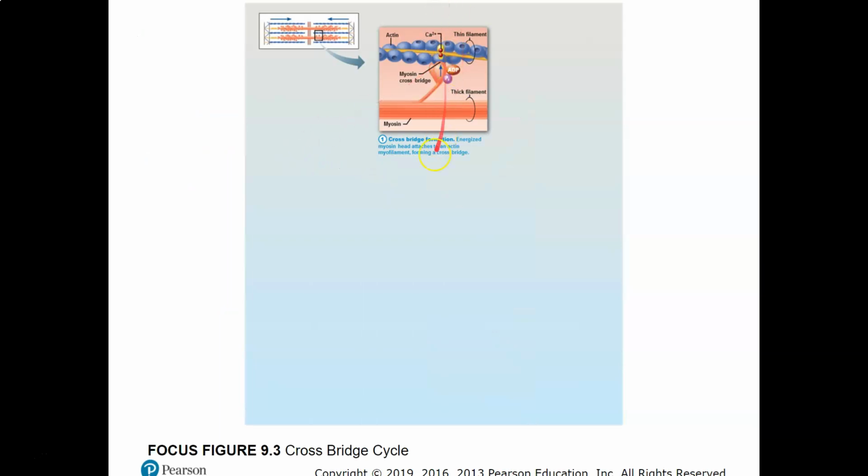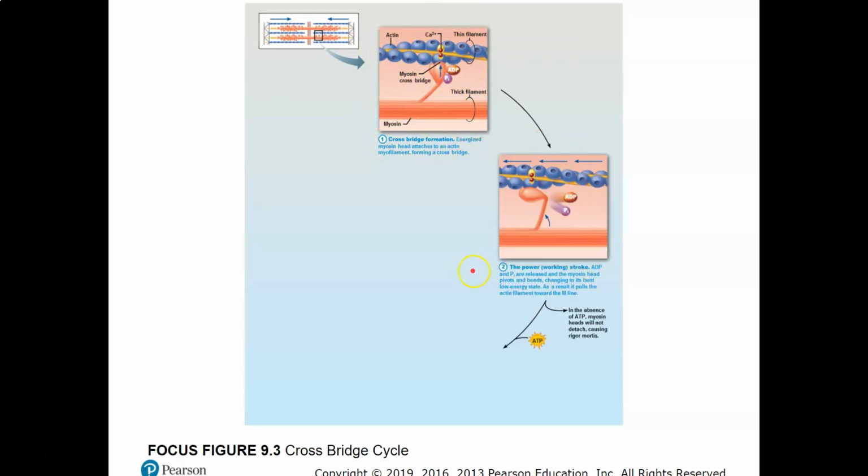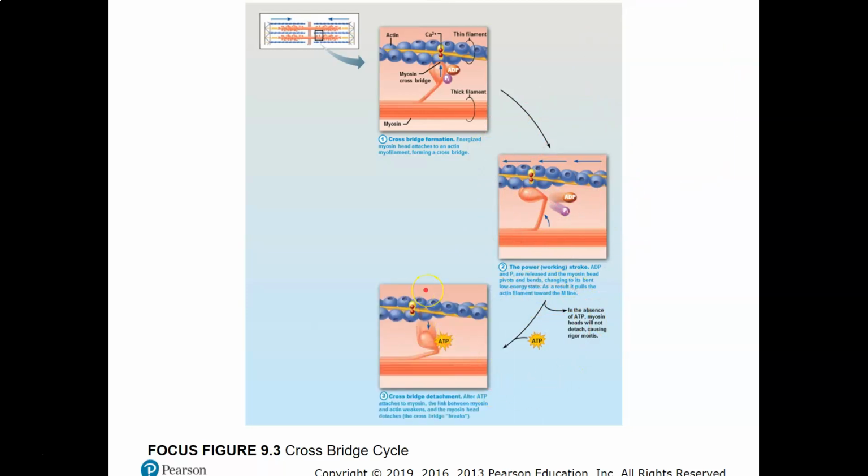So, cross bridge formation. Myosin head group attaches to actin. Power or working stroke. The ADP and the phosphate are released from the myosin head group, and it pulls the actin filament. This is where we get the actual sliding of the filaments. Then ATP is going to attach to the myosin head group, and the ATP attaching actually triggers the myosin head group to let go of the actin filament. This way it is ready to go again.